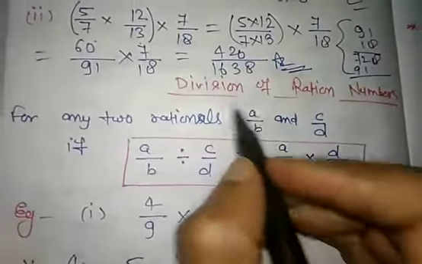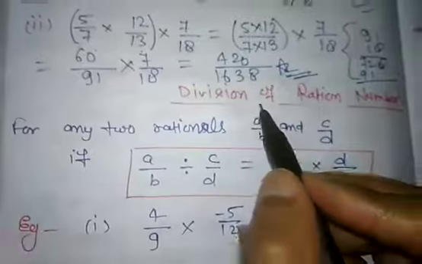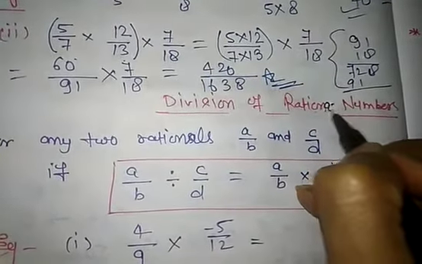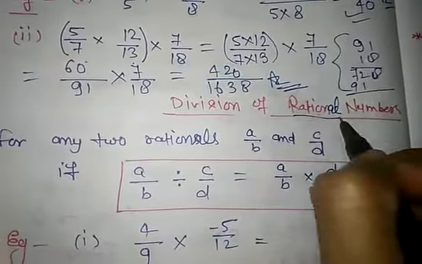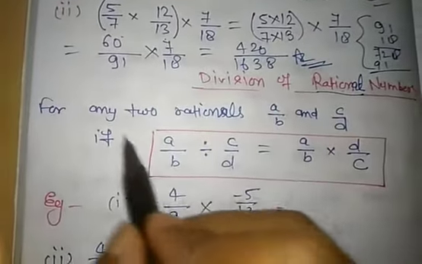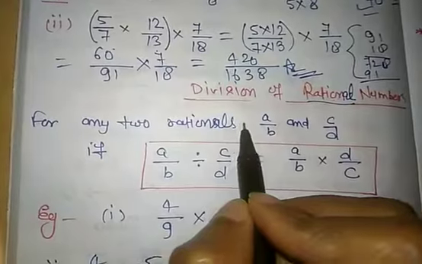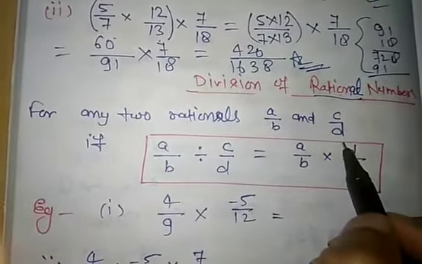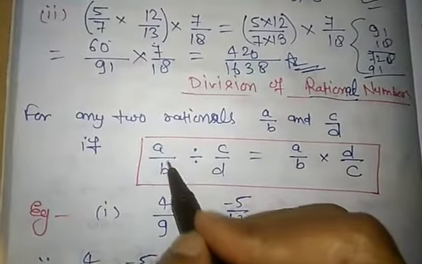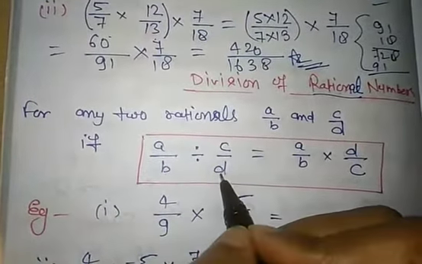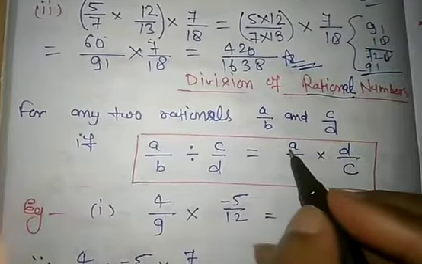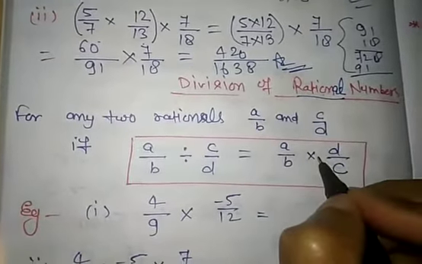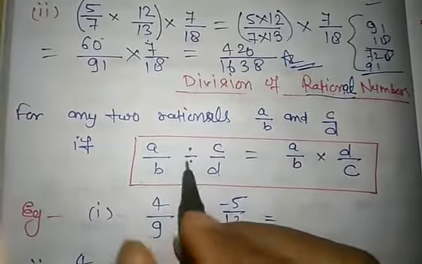Again, the next topic is division of rational numbers. Division of rational numbers. Take any rational numbers, for example, a by b and c by d. If a by b divided by c by d, then a by b into d by c.